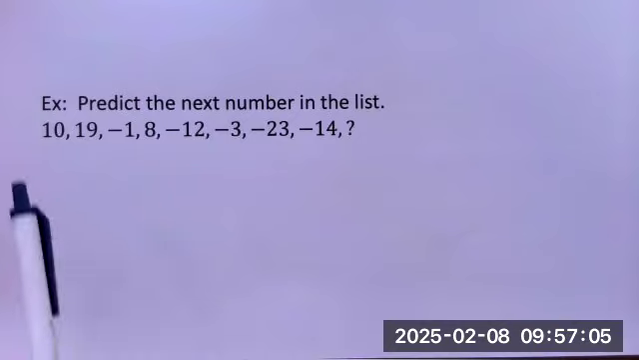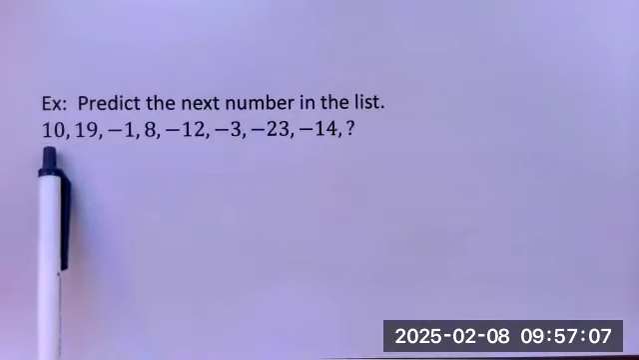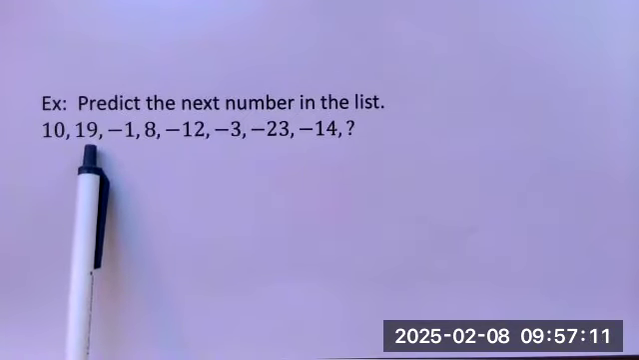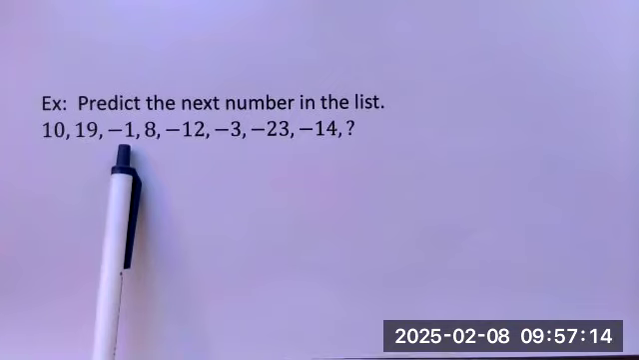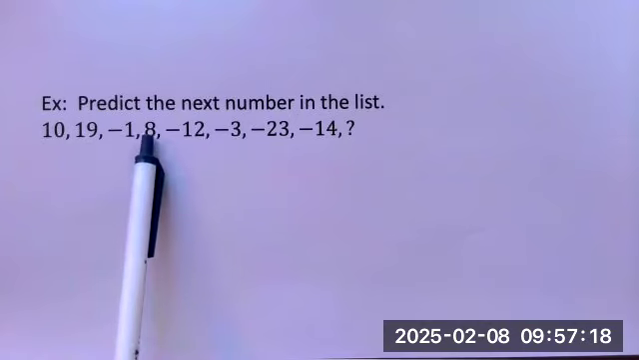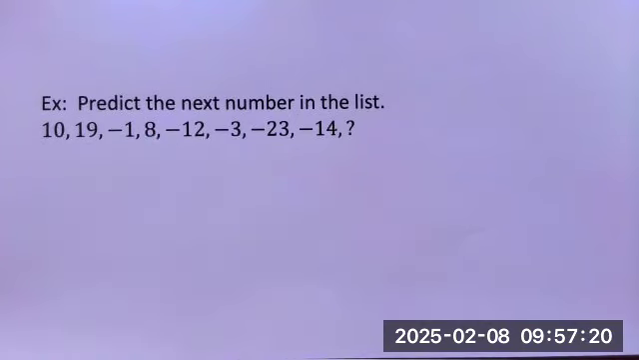So in this problem, I don't know what's happening. We're getting bigger, but then we're getting smaller, like 10 to 19. We got bigger, but then 19 to -1. We got way smaller there, but then we got bigger again to 8. Then we got smaller to a negative number. So something strange is happening here. Something's alternating, possibly, is what might come to mind here.